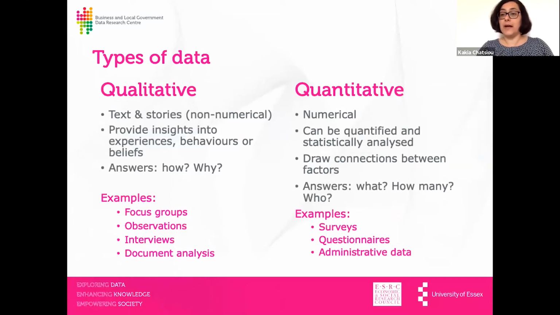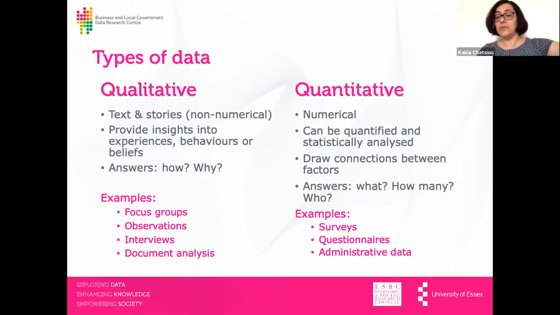And to bust the jargon, you might have heard about qualitative and quantitative types of data. It basically means text and stories versus numbers. Qualitative is usually narratives, text, stories. It's non-numeric. It provides good insights into experiences, behaviors, or beliefs, and answers questions such as how and why. Examples would be if you were to conduct a focus group and take the transcripts and interviews from that, or observations and document analysis, again trying to extract patterns from it.